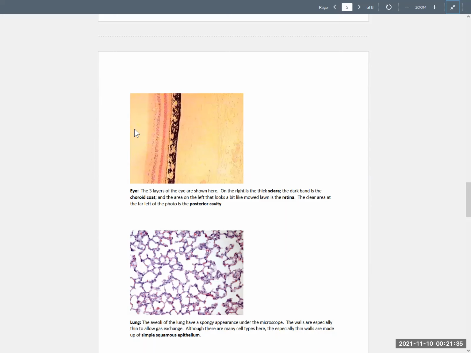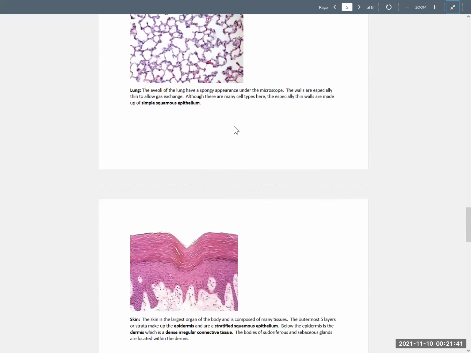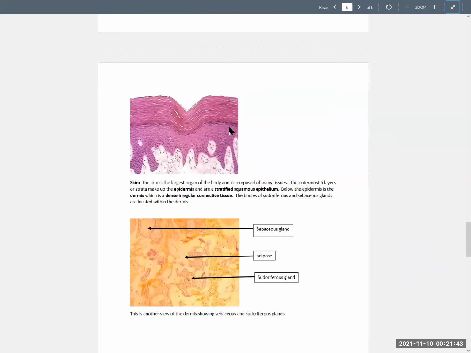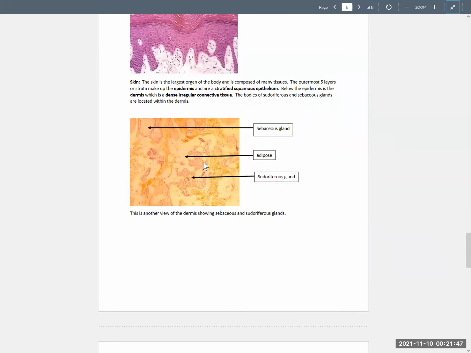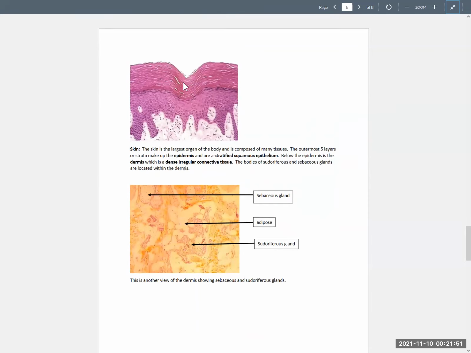This is the eye, sclera, choroid coat, retina, and here's the posterior cavity. You wouldn't have guessed it at first, but now you see it and it makes sense. The lung is shown here. This is the skin. This is the dermis of the skin. The upper one was to show the epidermis. Okay.